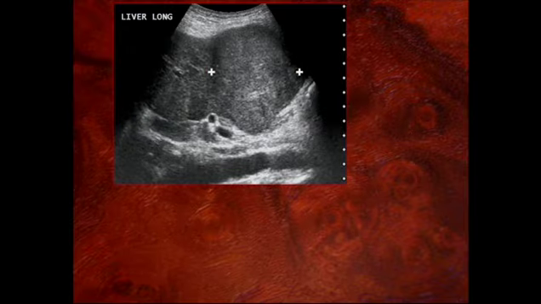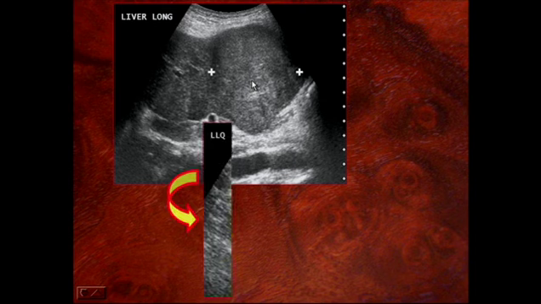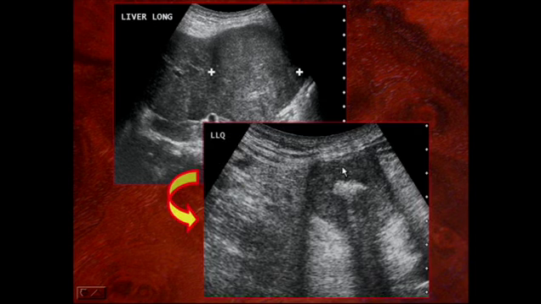So here's an example of a patient that presented for an abdominal sonogram, and a large liver mass was detected. Metastatic disease was certainly one of the leading things in the differential diagnosis, and a survey of the abdomen showed a markedly thickened loop of colon in the left lower quadrant due to primary colonic cancer.